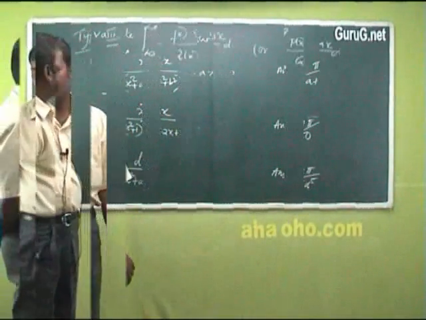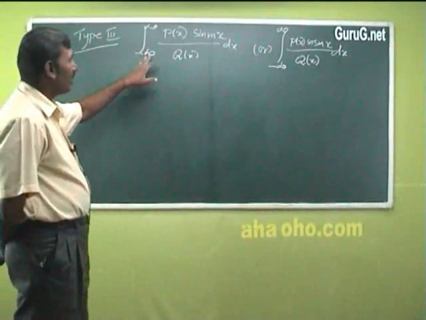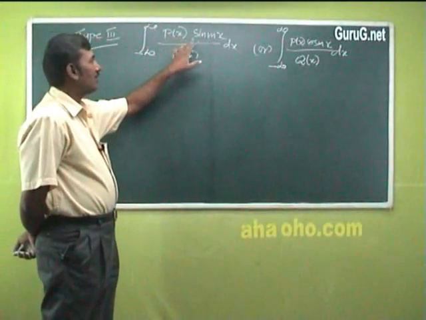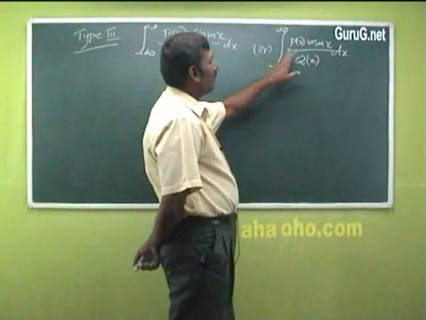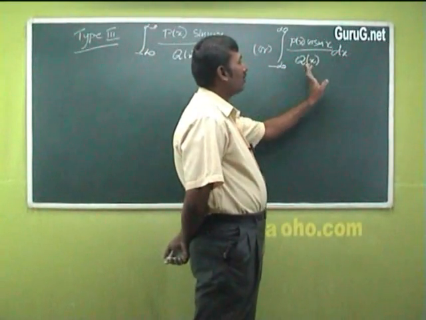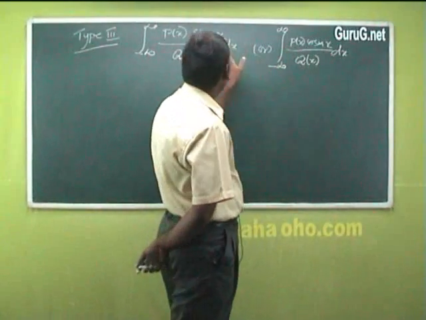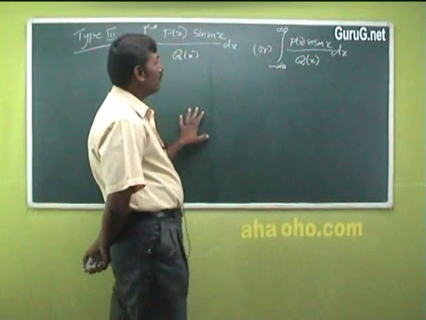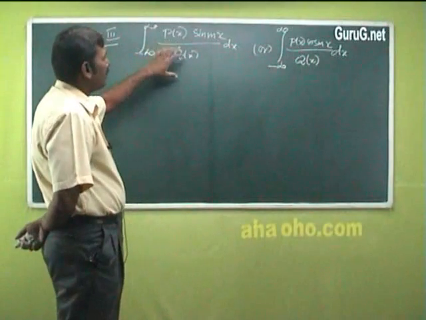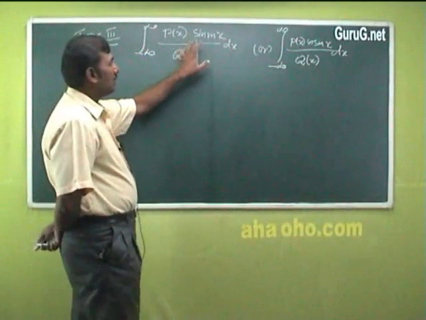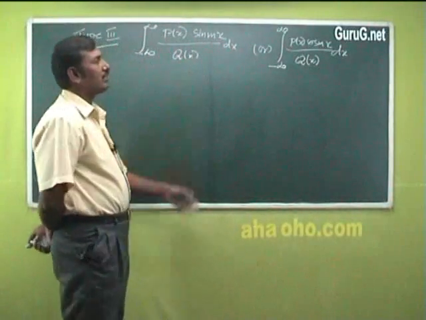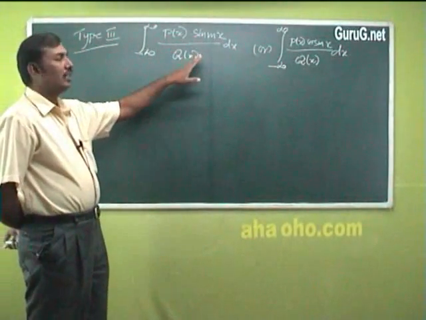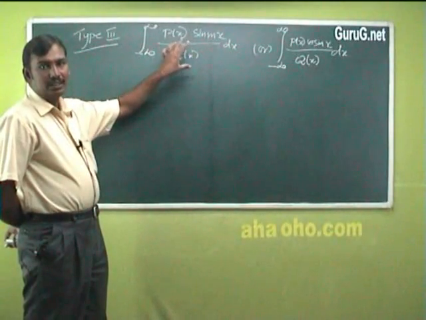Right? Looking at the type, integral minus infinity to infinity p of x into sin mx by q of x, or integral minus infinity to infinity p of x into cos mx by q of x into dx. Now, the difference from the previous type is that in the previous type there was only p of x by q of x, there was no sin mx or cos mx. Now when either sin or cos comes, this is a third type.